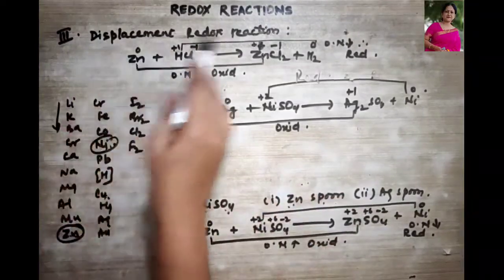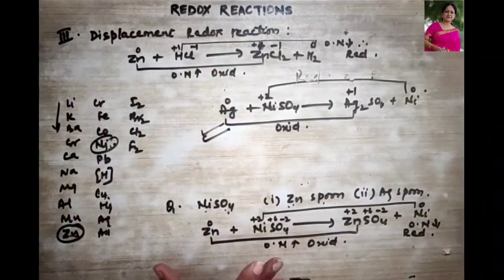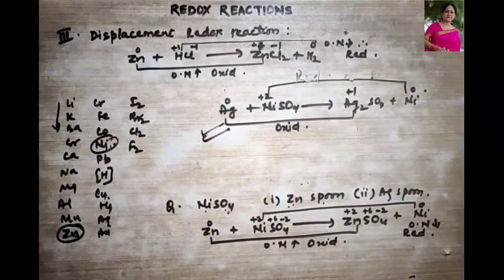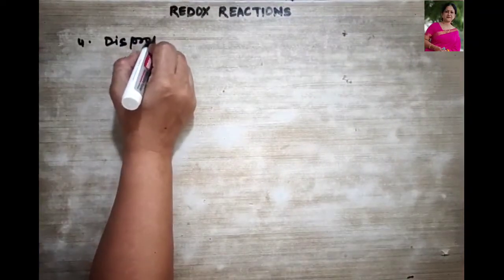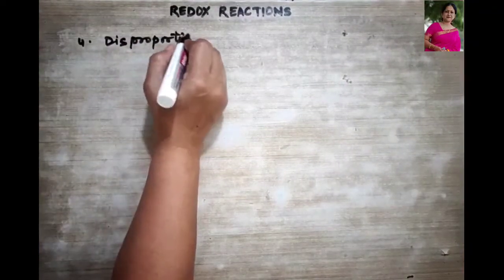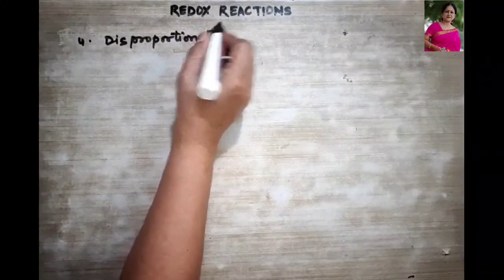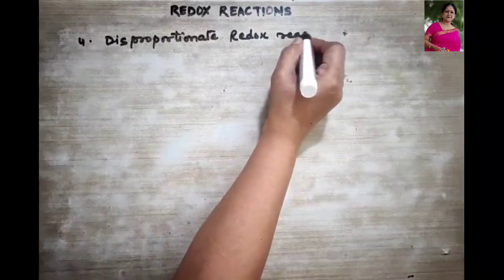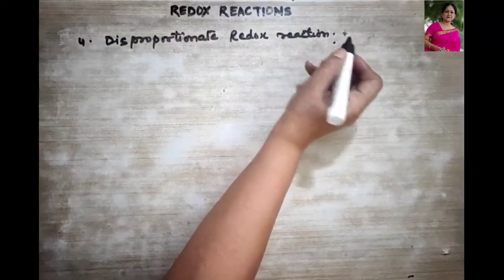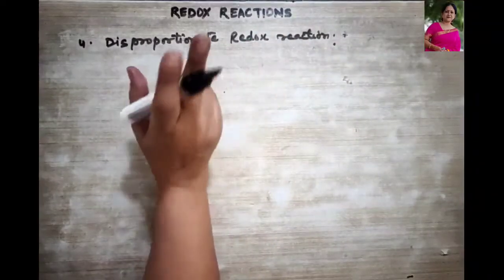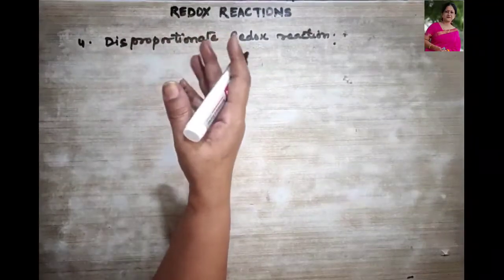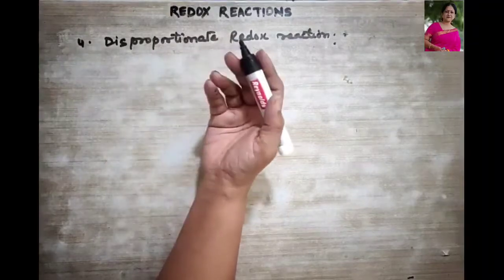I hope this displacement reaction is also very clear to you. We next move to the fourth kind of reaction, that is disproportionate redox reaction. In this type of reaction, an element in one oxidation number is simultaneously getting oxidized and reduced, right?